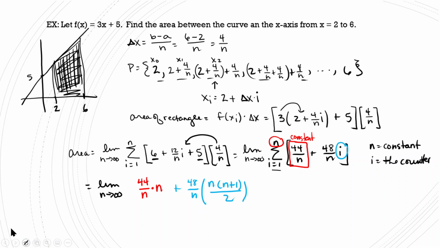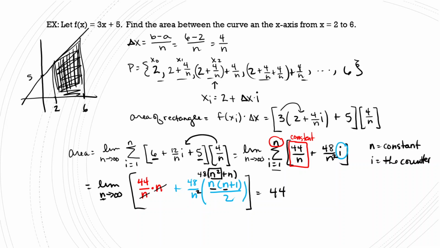Okay. Now we're going to take the limit of all of that. Okay, well, first of all, here these n's cancel, and I'm left with 44. So that is not based on n at all, so that will just equal 44. Okay, in this second one, hold on, I lost something. This would be n squared. In this second one, I actually have 48 times n squared plus n.